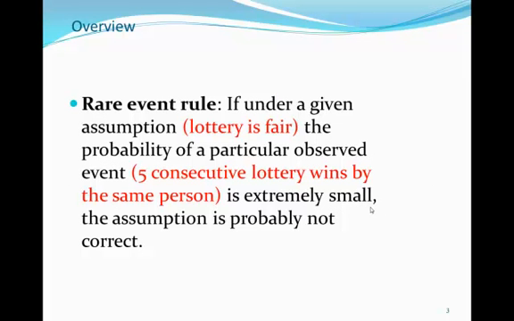All right, first one, let's look at a rare event rule. So if you're under a given assumption, Lowry is fair, right? The probability of a particular observed event is extremely small. Then we say this assumption is probably not correct. So that's a rare event rule. So sometimes you can use it to judge any assumptions made associated with any particular event, whether it's true or not.